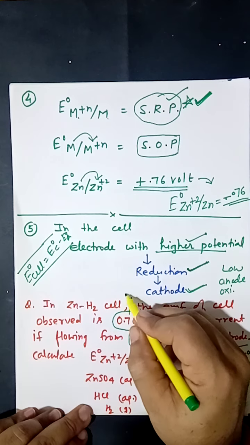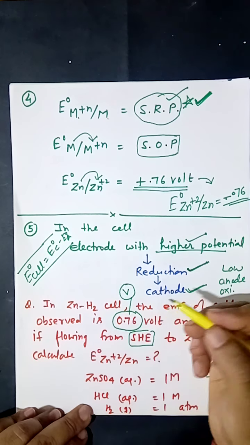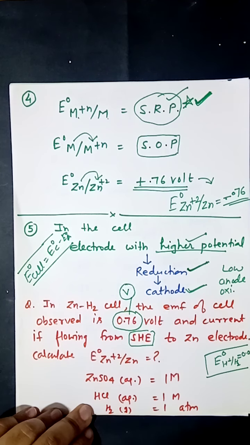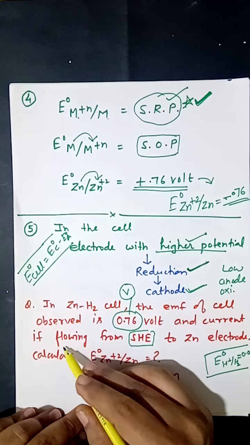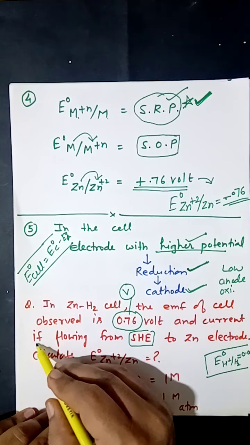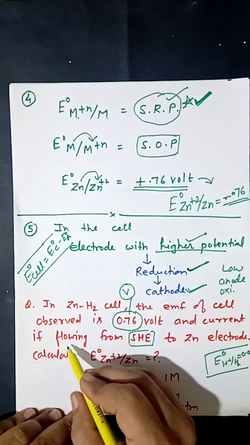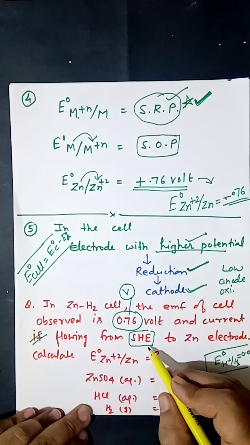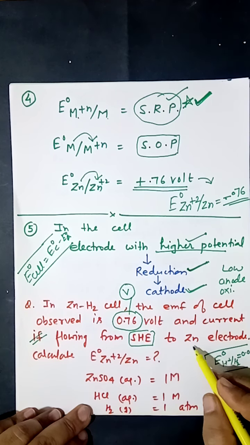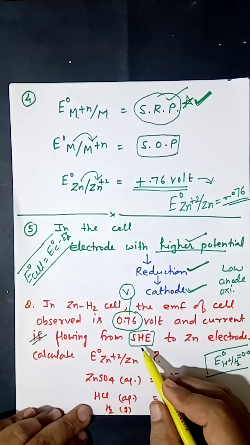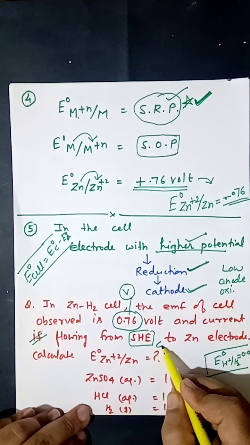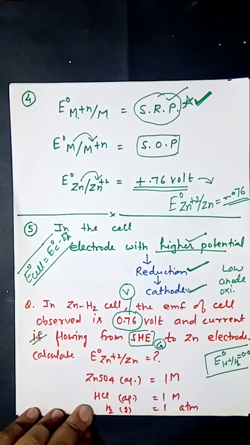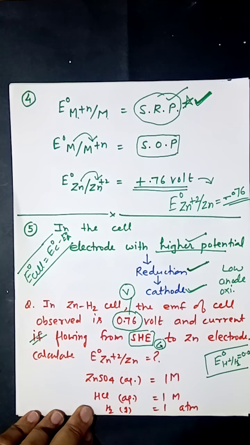Now the EMF of a cell can be determined with the help of a voltmeter. A voltmeter tells us about the cell potential, which is also known as the EMF of the cell. The current flows from the standard hydrogen electrode to the zinc electrode, this is the direction of flow of current, and the galvanometer helps us find the direction of flow of current. So in this question the current is flowing from the hydrogen electrode to the zinc electrode.